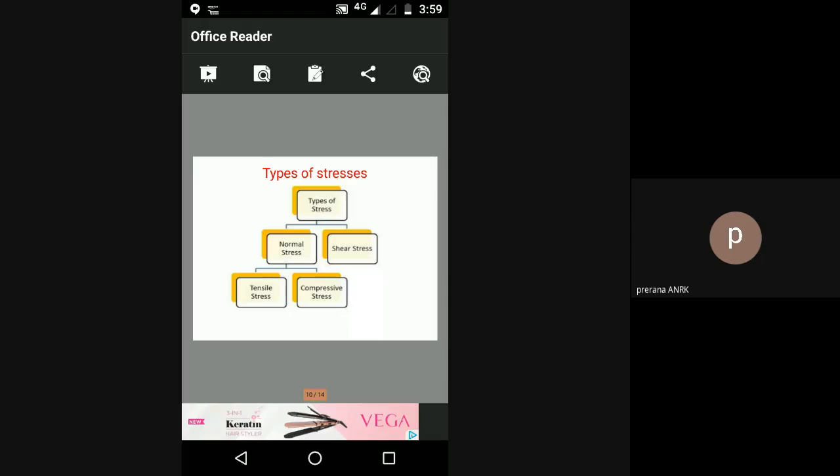The normal stress is further classified into two types here. One is the tensile stress, second one is the compressive stress. Already I told that this is the classification of the stresses. There is no further classification in the shear stress. Ultimately, we can look at here, there are three stresses. One is the tensile stress, second one is the compressive stress, third one is the shear stress here.